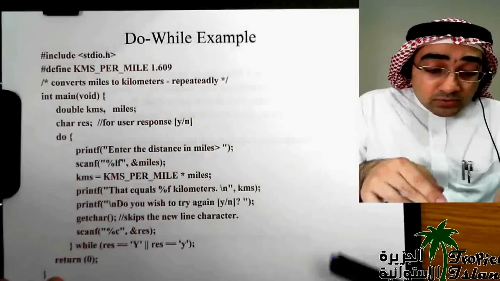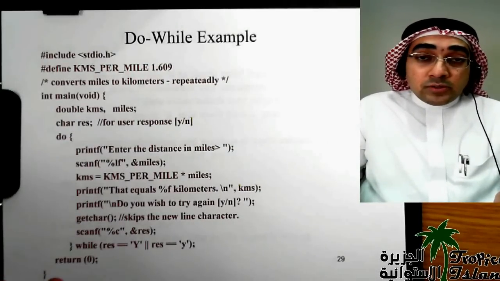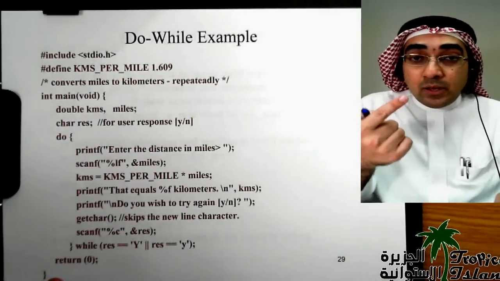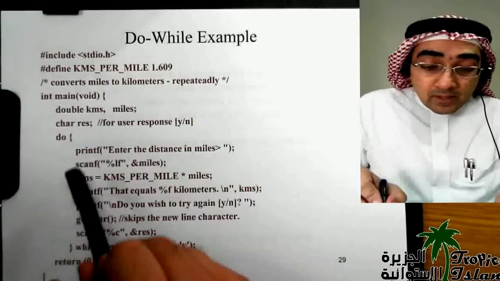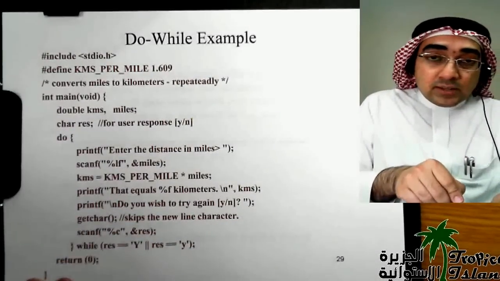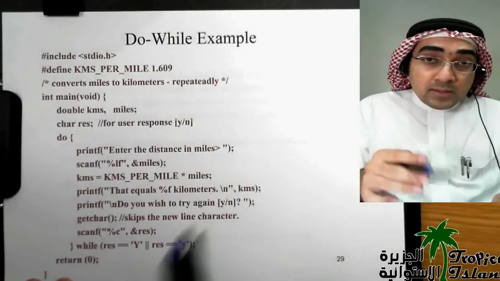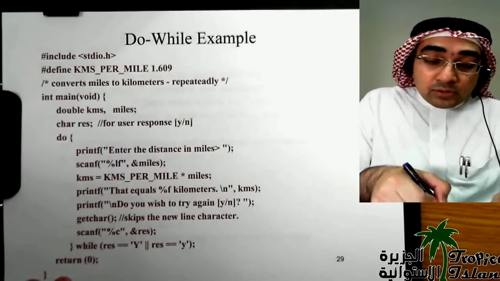Why do we use the do while? Because in this program, when you run the program, you know that the user is going to have at least one number to convert from miles to kilometers. Otherwise he would not have run the program. So that is why we use the do while, because we don't have to check the condition at the beginning. We will check the condition at the end. We do the calculation for him once, and then we tell him, do you want more? If you want more, I'll go back and do it. If you don't want, I'm going to go out.